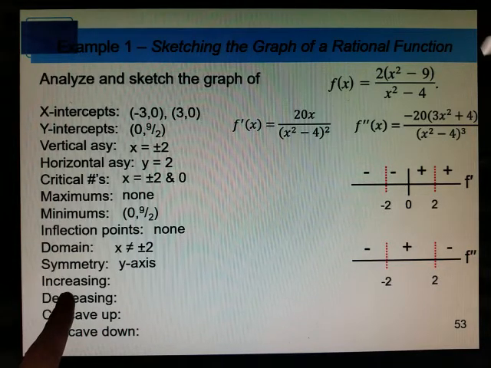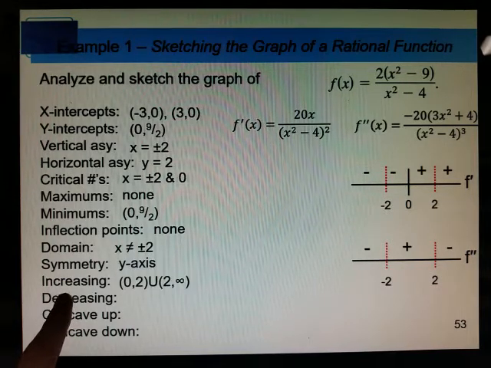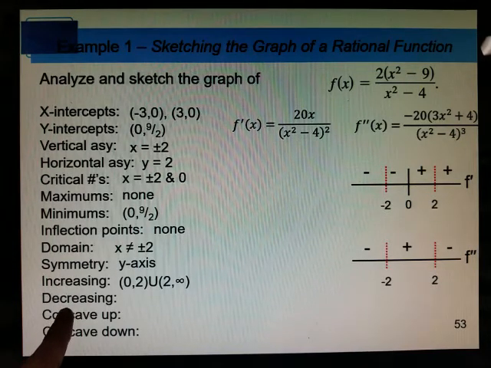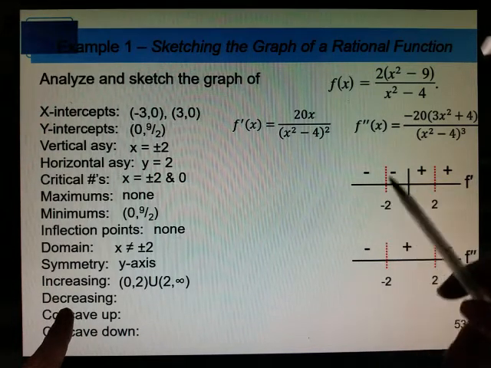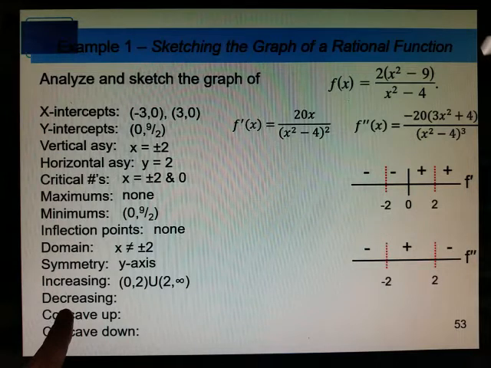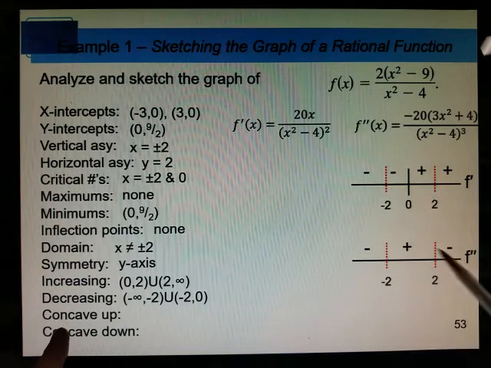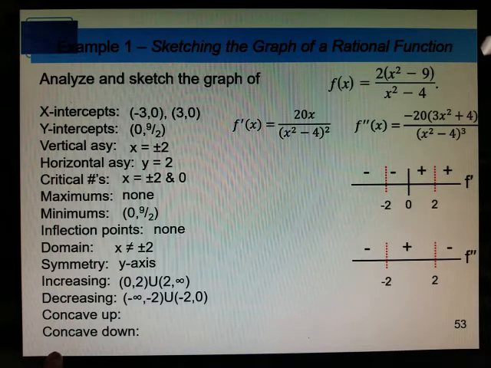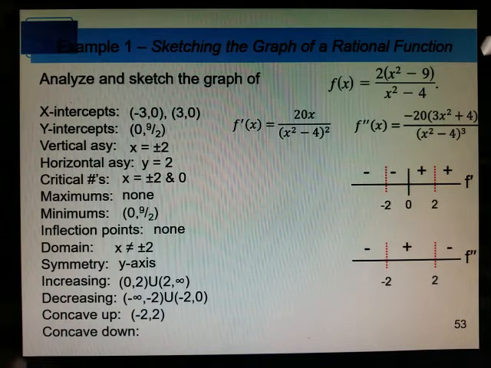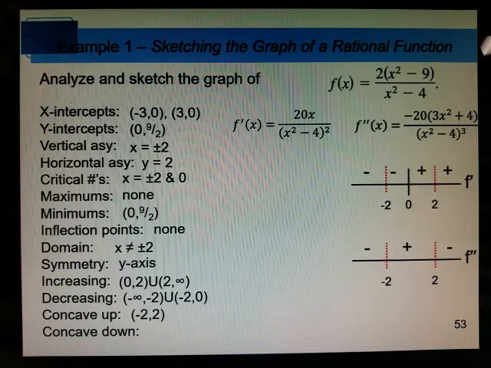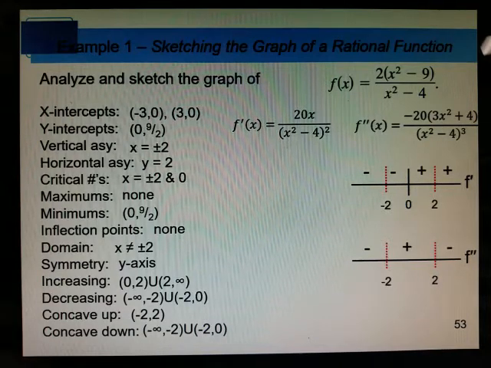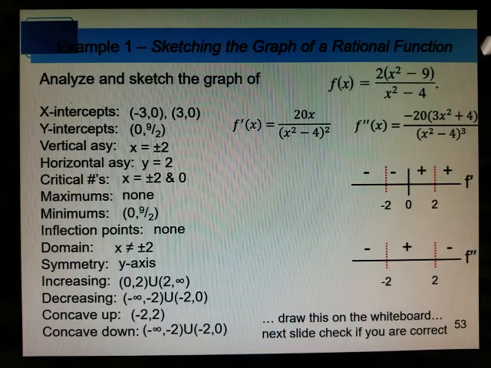My graph was increasing from 0 to 2 and 2 to infinity. You must separate those because 2 was not in the domain. It was decreasing from negative infinity to negative 2 and negative 2 to 0. Again, you must separate those because this was not in the domain. That's why I color-coded it. It was concave up from negative 2 to 2. It was concave down from negative infinity to negative 2, and then 2 to infinity. And then we draw this one on the whiteboard on the next slide.